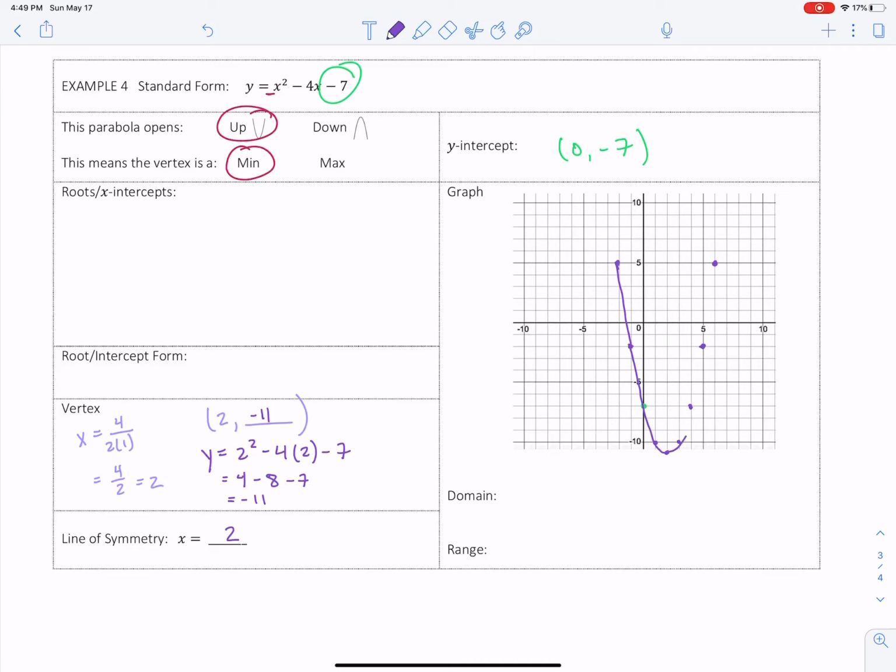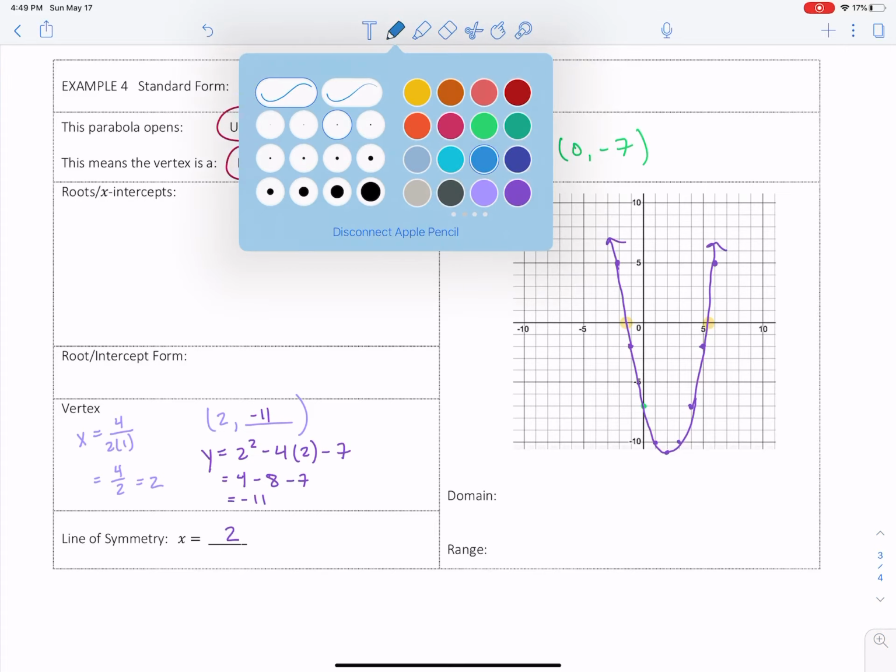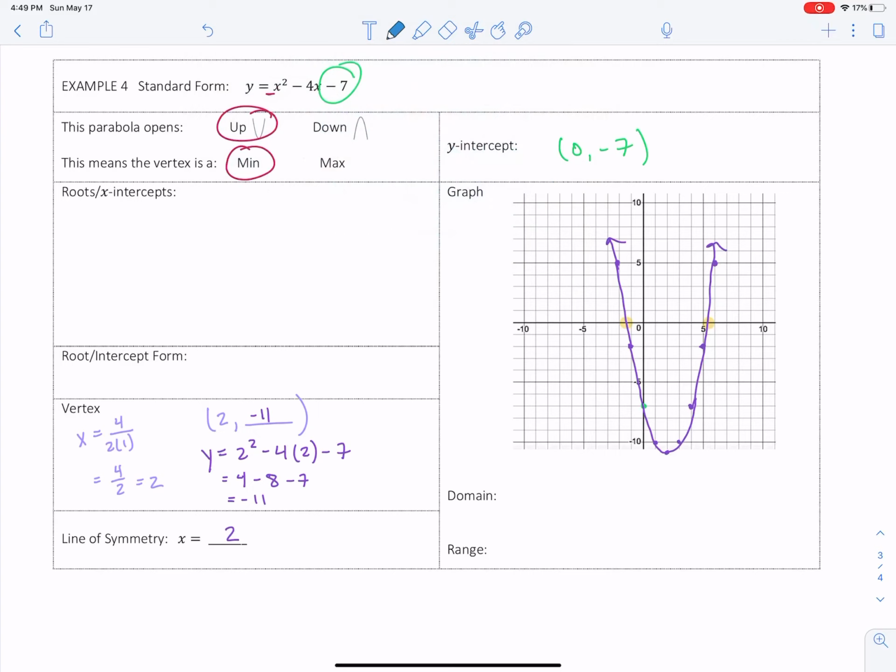Now, what's so interesting about this parabola is that it does have a solution, but if you'll notice, these solutions with our root form are not going to be nice, pretty numbers. They're probably going to be irrational, meaning that you might have to solve in a different way. So I'm going to set 0 equal to x squared minus 4x minus 7. And again, I'm going to choose completing the square.